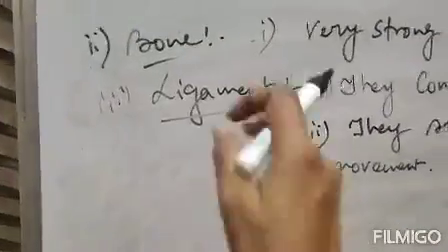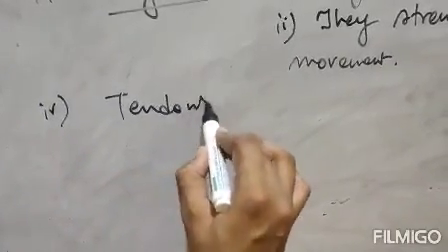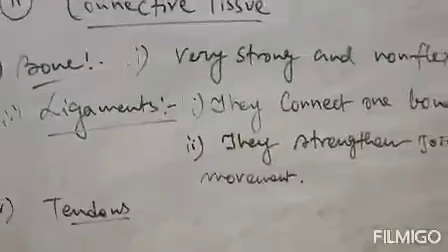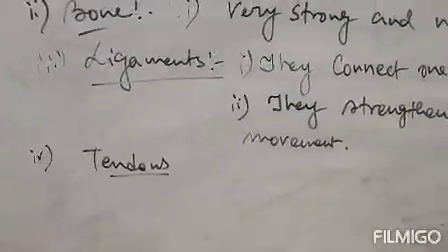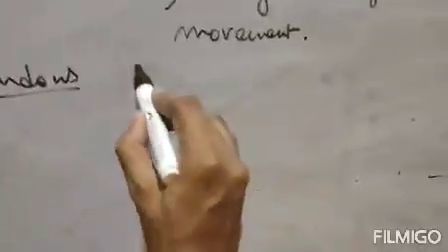So that is ligaments. Next, after ligaments, the 4th connective tissue is tendons. Now they are also very strong, like bone. These tendons are very strong and they are inelastic structures which join skeletal muscle to bones. So number 1, they are strong.